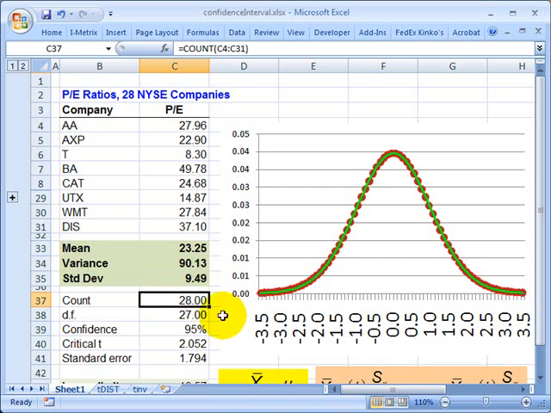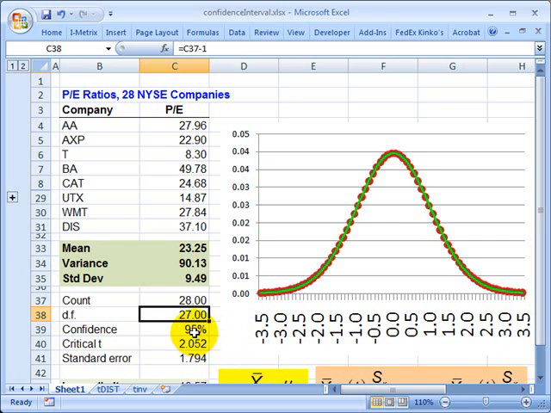Now I'll take the count, see how many data points I have. I'm using the Excel count function there. It returns 28. My degrees of freedom are the number in my sample, or in this case the count, minus 1. My degrees of freedom in this case, because I have 28 companies, is 27.